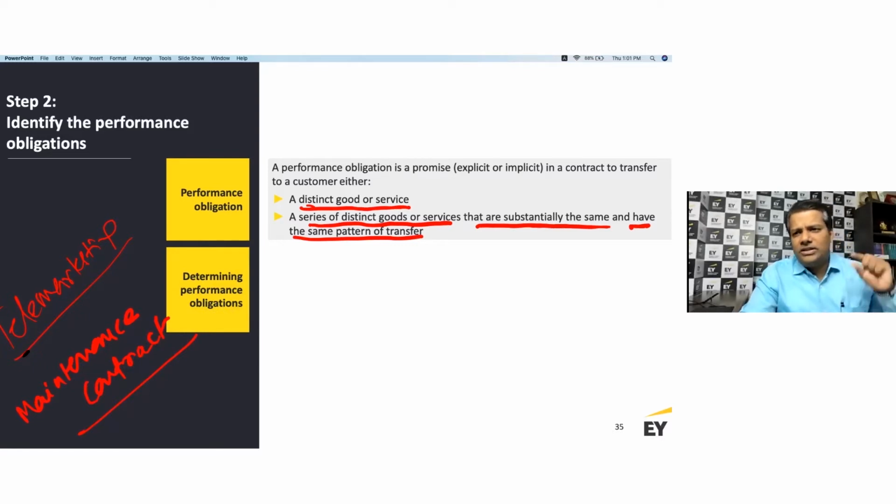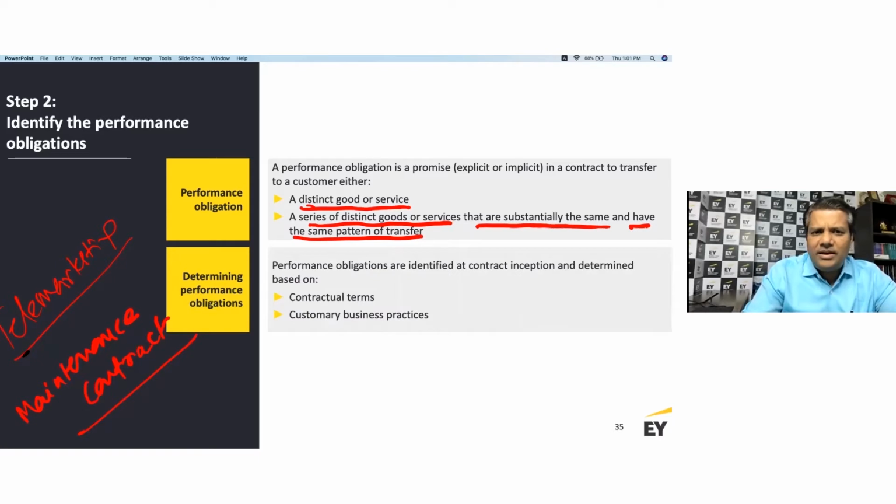So you've got to determine the performance obligation, right? What are the performance obligations in the arrangement? They are ordinarily going to come from the contractual terms or customary business practices. So what all promises I am making under the contract is what I need to think through.